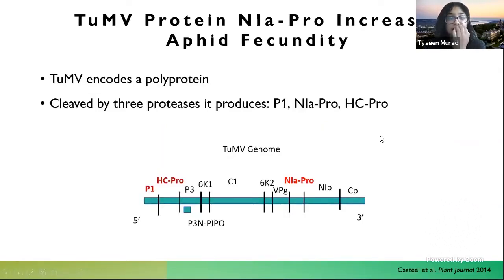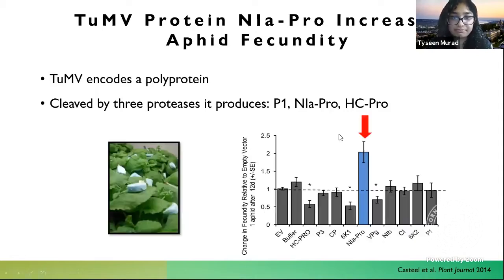So a little bit more about TuMV. We know that it is a potyvirus, but it also encodes a polyprotein, which is cleaved by 3 of the proteases it produces, P1, HC-Pro, and NIa-Pro. And down here is an image of the genome, and the 3 proteases are highlighted in red. These proteases cleave the polyprotein to create 11 separate proteins.